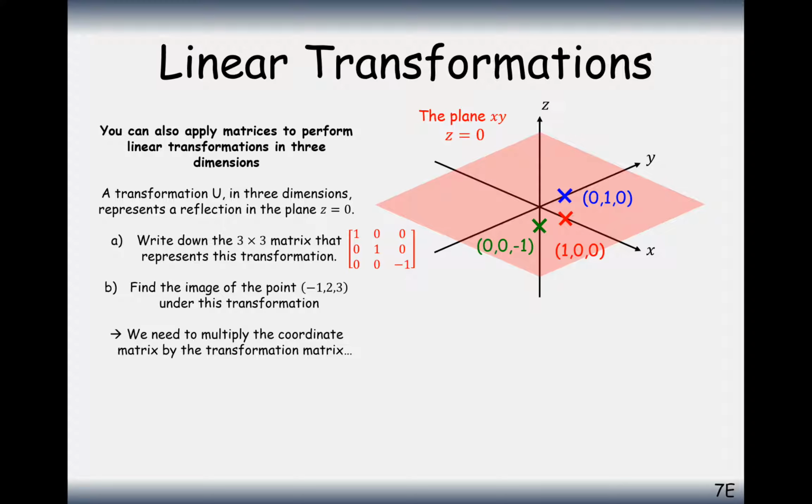Find the image of this set of coordinates. So pretty standard question, you just take your transformation matrix, multiply it by your coordinate, multiply out the brackets, and you should see that the two coordinates on the top stay the same, and it's only the z coordinate that reflects over.